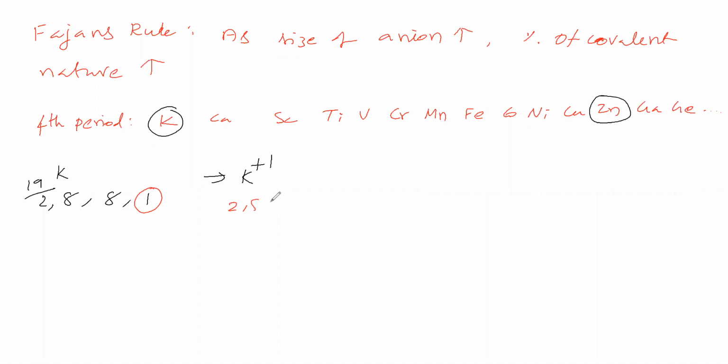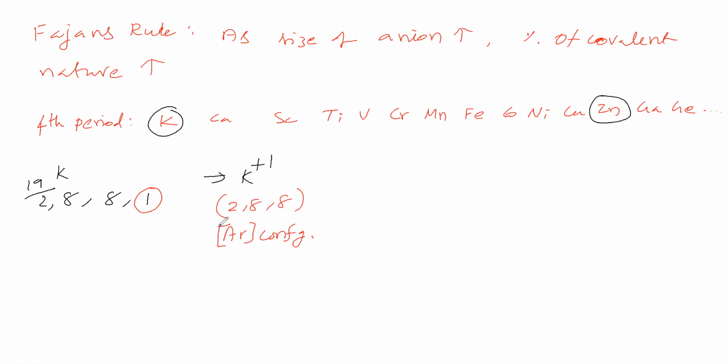So the configuration is 2, 8, 8. It is the configuration of K plus. 2, 8, 8 means what configuration? Argon configuration. This is an argon configuration, we can say. The K plus configuration is argon configuration.